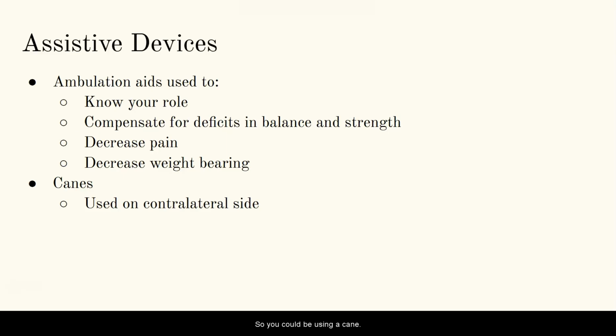So you could be using a cane. There's a whole host of different types of canes, a single point cane, a small base quad cane, a large base quad cane. These all have different levels of stability depending on the base. So a single point cane is going to have less stability than a small base quad cane. A small base quad cane is going to have less stability than a large base quad cane. So knowing what those are.